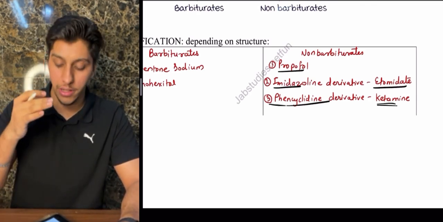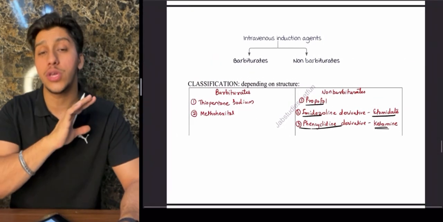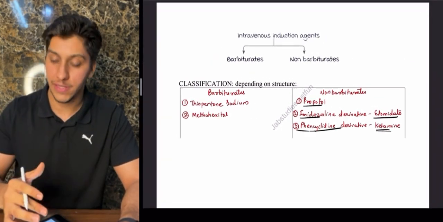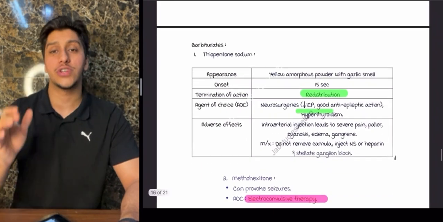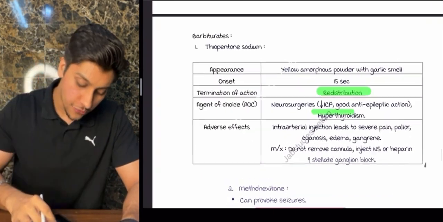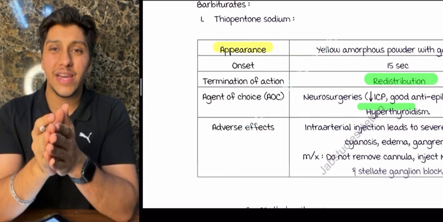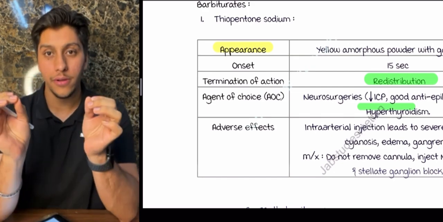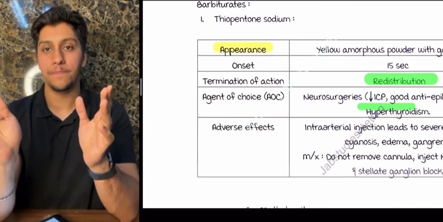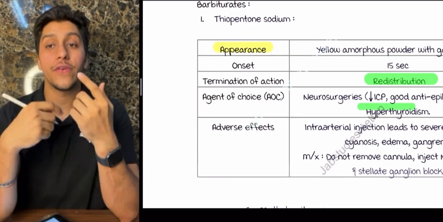So we are going to discuss the most important things which you cannot miss with respect to these topics. First, we'll talk about the barbiturates. First, you need to know thiopentone sodium. First of all, you need to know its appearance. Thiopentone sodium, guys, is a yellow amorphous powder which has a garlic-like smell. First thing, the onset is within 15 seconds.